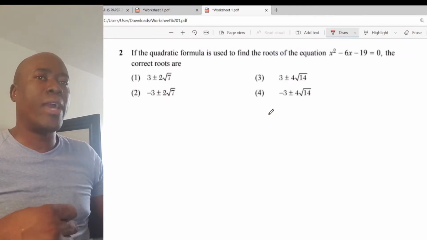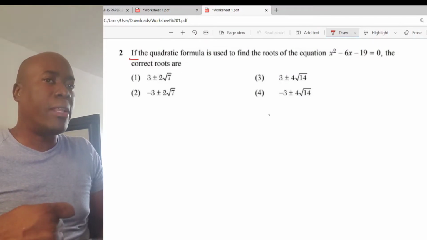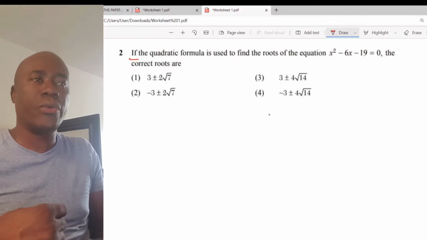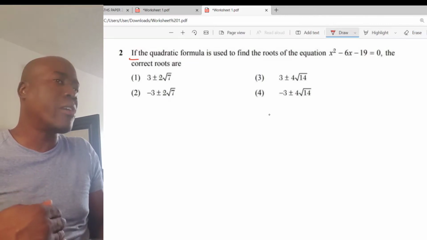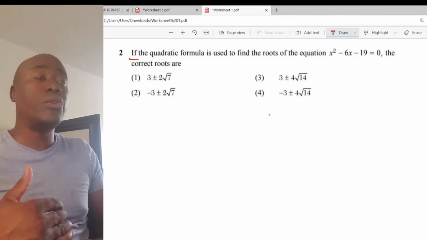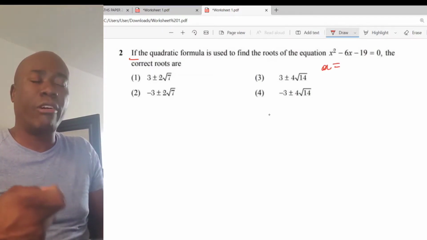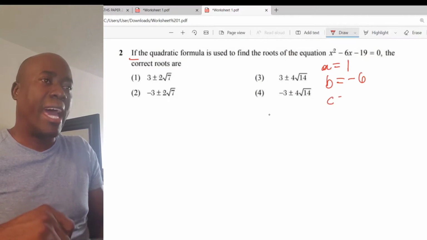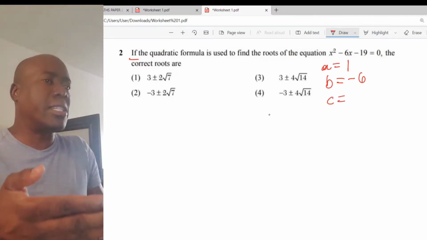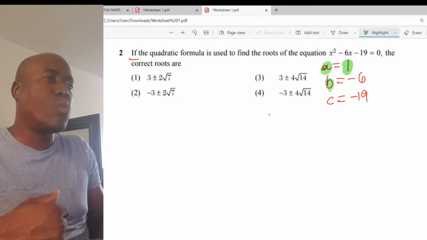All right, for this other case that we have here, it says if the quadratic formula is used to find the root of the equation x squared minus 6x minus 19 is equal to 0, the correct roots are. So these roots are in surd form, no problem. What we want to do is identify what is A, what is B, and what is C. So let's list it. A is the coefficient of the square of x, which is 1. B is the coefficient of the x, which is negative 6. And C is the constant term, which is going to be our negative 19. We want to highlight the fact that A is 1, B is negative 6, and C is negative 19.